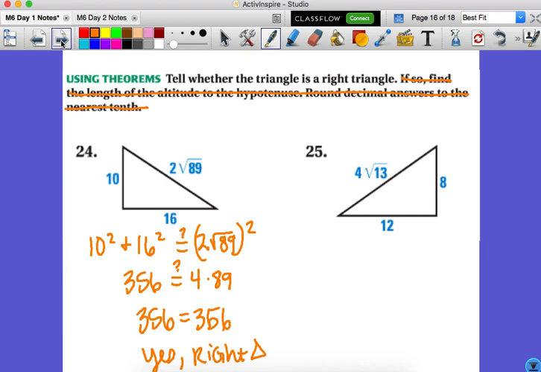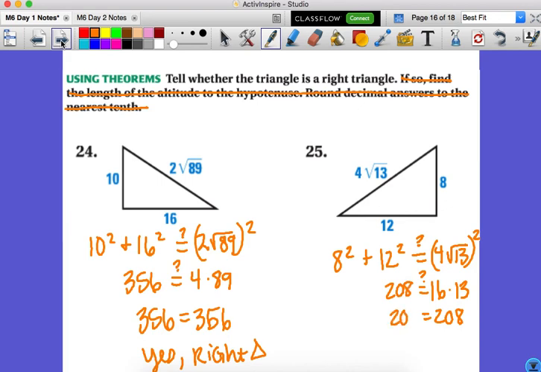For the one on the right, that 4 square roots of 13 comes out to be about 14.4, so that's our biggest number. So that would be our c value. So we want to see, is 8 squared plus 12 squared truly equal to 4 square roots of 13 squared? So remember, on the right side, you're going to square the 4 and square that square root. So on the right side, we have 208. And I want to know, is that equal to 8 squared plus 12 squared, which is 208? So since they are equal, yes, this is a right triangle.